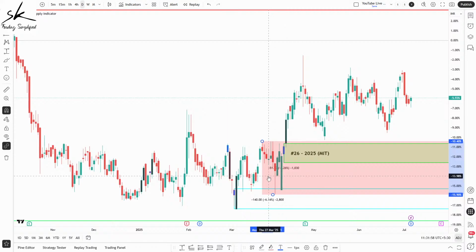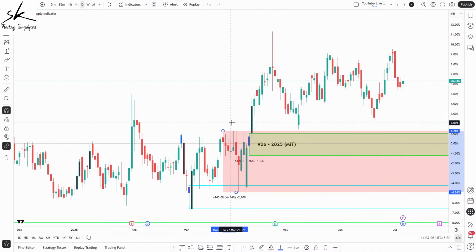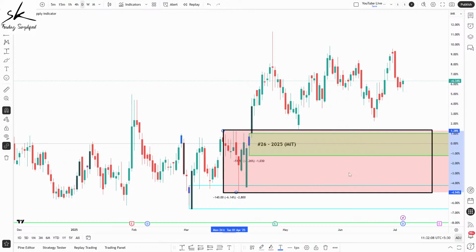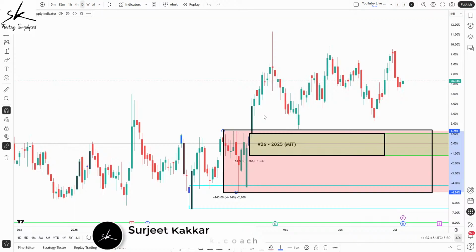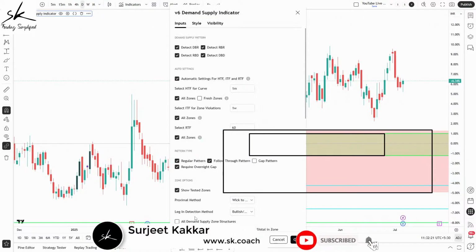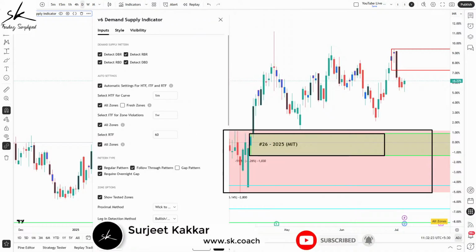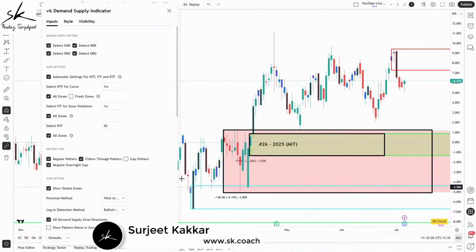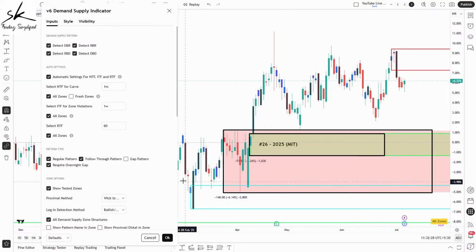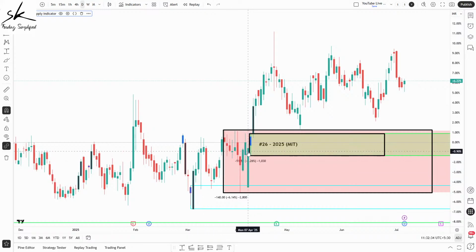But now the question is, do we have a case of level on top of level? If you look into it, inside my intermediate time frame zone, I only have one zone. And as of now, the indicator is only identifying quality areas for me. But in a case of level on top of level, it is not mandatory that all zones are quality zones. So I can double check by enabling all demand supply structures. And you can see if I enable all demand supply structures, we still have only one zone inside of it. So we have a coinciding level, but we don't have a case of level on top of level.